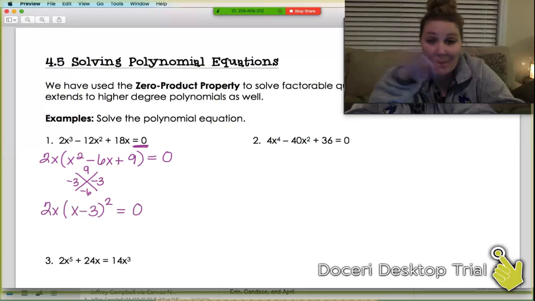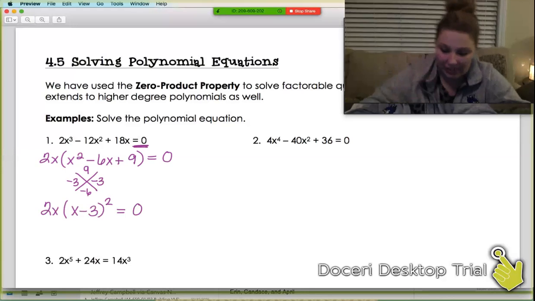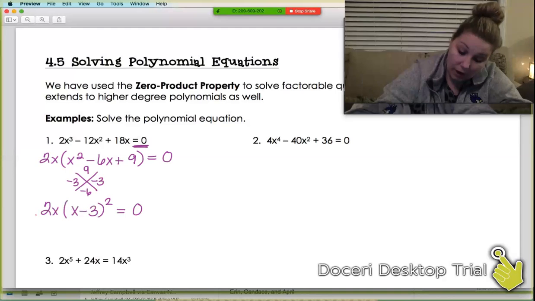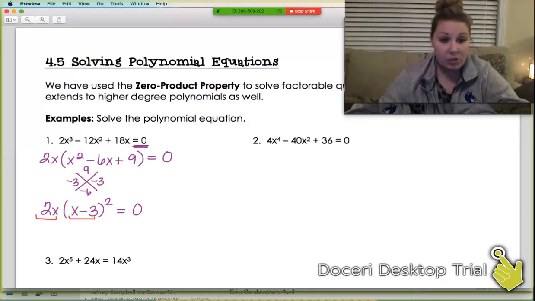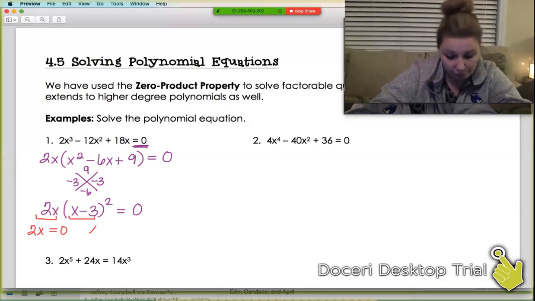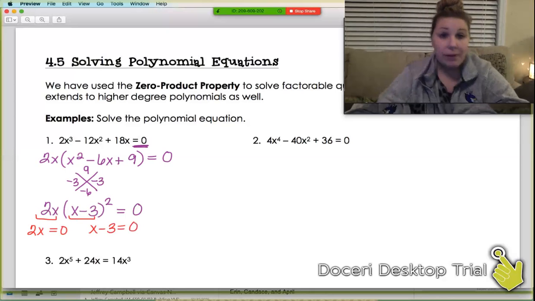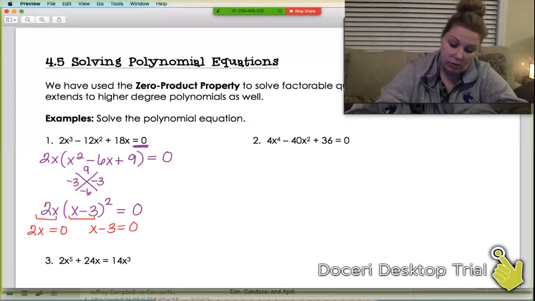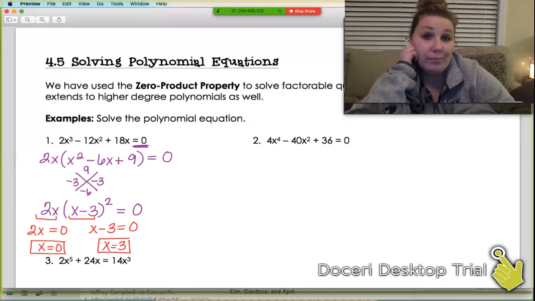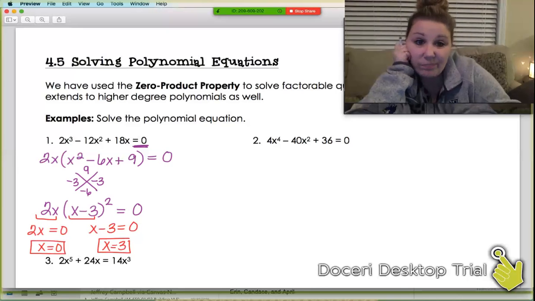We're going to get the same answer either way, so we only have to solve it one time. But this is the part where we use the zero product property. So I have two different things I have to worry about here. Either 2x equals 0 or x minus 3 equals 0. So I'm going to get two solutions. If I divide by 2 on both sides, I get x equals 0. There's one. And if I add 3 on both sides, I get x equals 3. So there is the other one. And that's it. We're done.